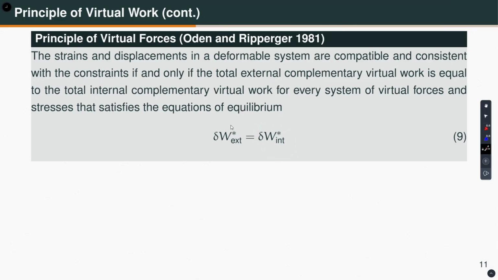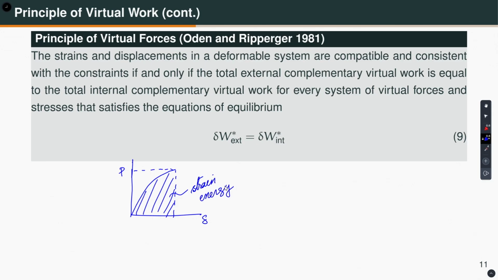Now, what is complementary work? If you take a bar and pull it, applying some load incrementally, and you plot the force versus displacement, let us say it is nonlinear and looks like this. Gradually you are increasing the force from 0 to some value. Then the work done, the strain energy, is basically this area. This is the strain energy that is stored in the bar, the work that is done by the applied force.